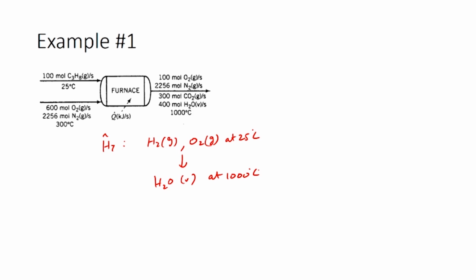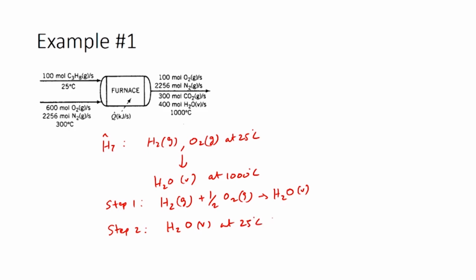The standard heat of formation of water vapor at 25 degrees Celsius can be obtained from your textbook or other reference books. If you were to do this, then step 1 is nothing but H2 gas plus half O2 gas forms H2O vapor. This would be the heat of formation, where the change in enthalpy is happening, and step 2 is where H2O vapor at 25 degrees Celsius goes to H2O vapor at 1000 degrees Celsius. So, these are two different steps which can be accounted for.